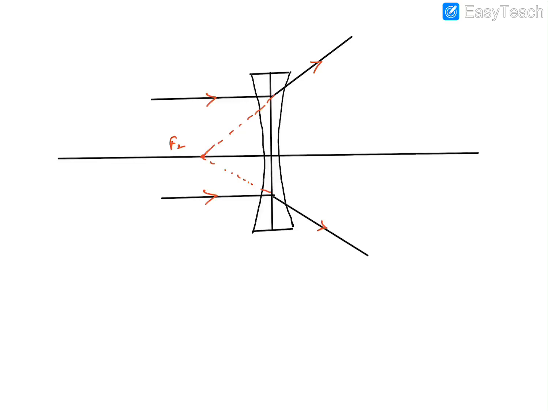Now just like you have a first focal point and second focal point, you will also have a first focal plane and second focal plane. You will have a first focal length and second focal length also. Focal length is easy. It's the distance from the first focal point to the optical center, and the distance from the second focal point to the optical center. So that you'll be able to make out easily.